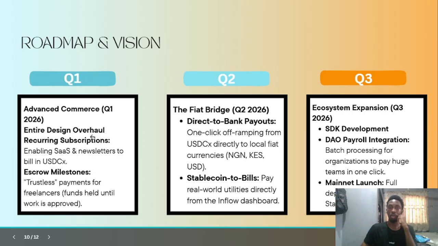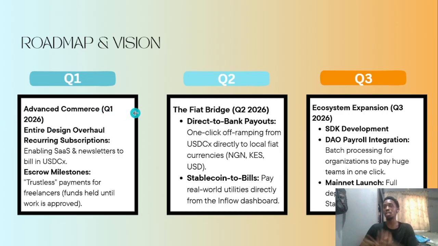This is our roadmap and vision for the project. In Q1, we are going to do a design overhaul because everything was built in a hurry, so there's going to be proper planning and proper implementation. We plan on building recurring subscriptions using USDCx on Stacks for services and other things. We also plan on escrow milestones, where freelancers and organizations can keep funds held in escrow until the agreements are met.